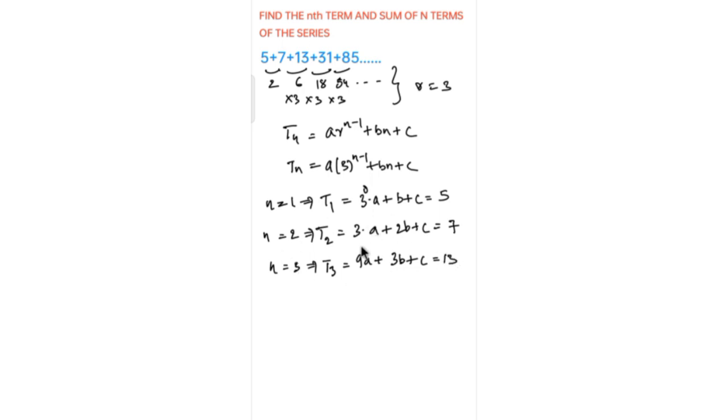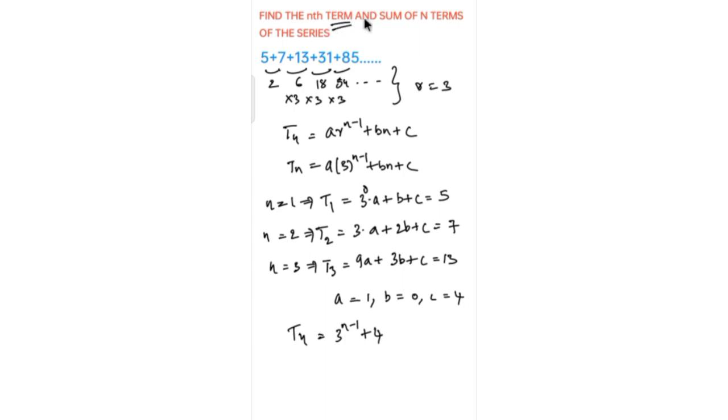So you can just solve these three equations. So A plus B plus C is equal to 5, 3A plus 2B plus C is equal to 7, 9A plus 3B plus C is equal to 13. So you can just solve them and you get the values of A to be 1, B to be 0 and C to be 4. So your Tn is equal to 3 power n minus 1 plus 4. So this is our Tn.